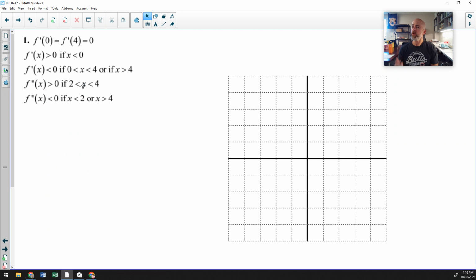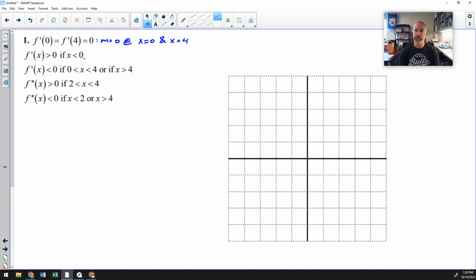Okay, so let's look at number one, and let's piece this information together and see if we can figure out what f of x would look like. The top line tells me that f prime of 0 and 4, I'm giving you very specific x coordinates, and at those x coordinates, the derivative is 0. That means my slope is going to be 0 at those x coordinates. So when I get to x equals 0 and x equals 4, my function should be horizontal. And typically those horizontal spots are temporary. They're only at points. You don't typically have prolonged times where your function is horizontal.